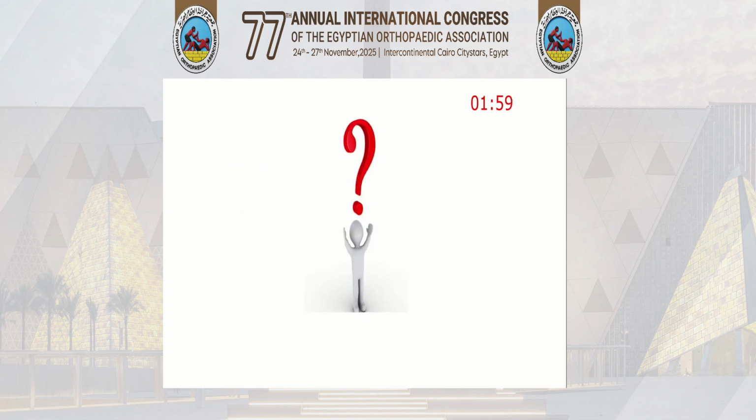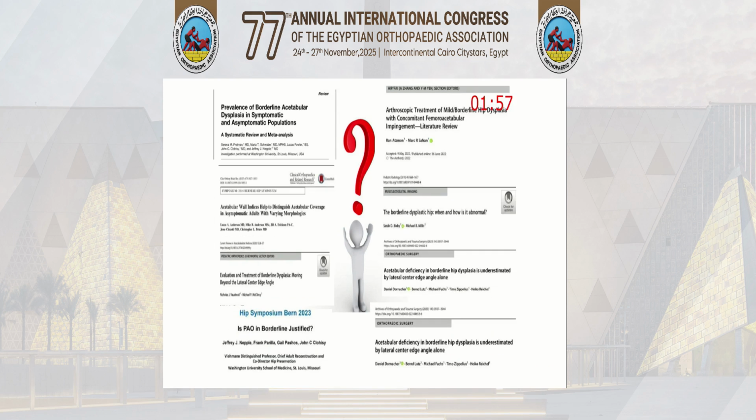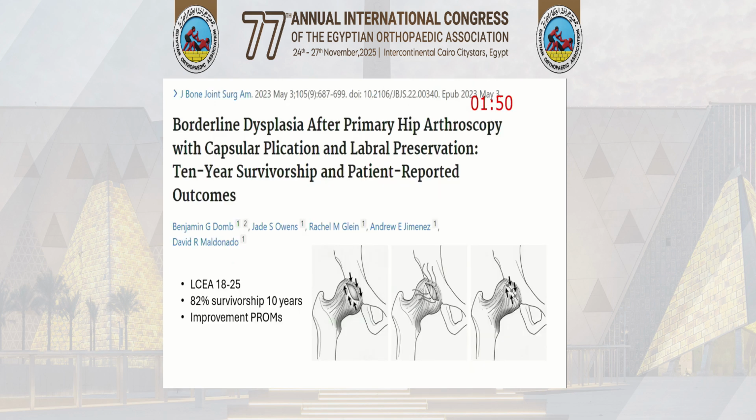And this is where it gets very, very confusing. The literature so far has not been able to give us a frank answer on what we should do with these patients. If you talk to someone like Benjamin Domb, who's in Chicago from the American Hip Institute, he advocates doing capsular plication for these patients with borderline dysplasia. In this study, which he published in 2023, you can see that his 10-year results show an 82% survivorship of these patients, and he is reporting improved patient-reported outcomes in the majority of his patients. But is this technique reproducible with everyone? That really is the question.